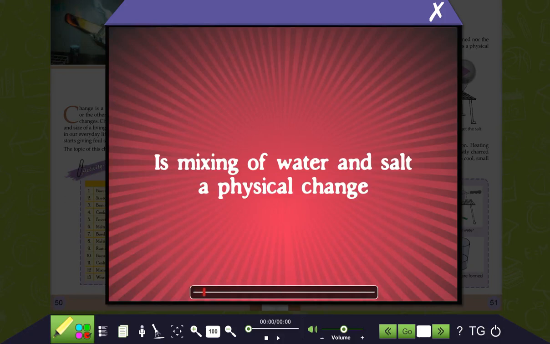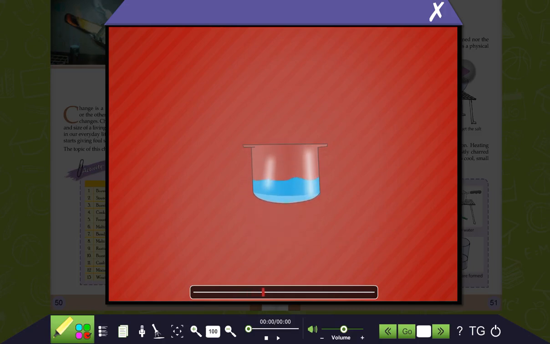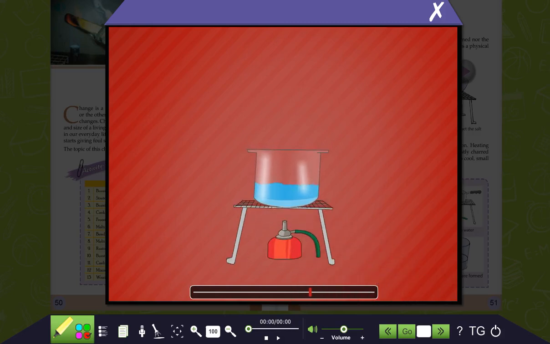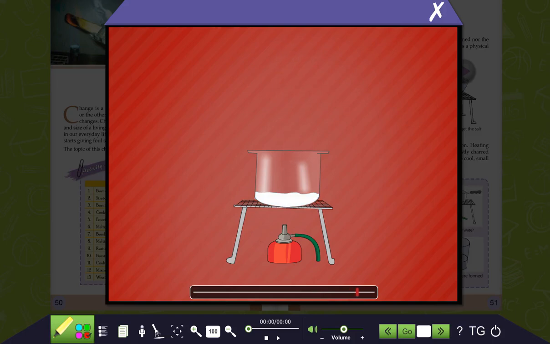Is mixing of water and salt a physical change? When we add salt to water, the salt dissolves in water and water becomes salty, but no new substance is formed. It is just a mixture of salt in water in which the properties of both salt, salty taste, and water, quenching thirst, have been retained. Moreover, we can get back salt from the salt solution by the physical method of evaporation. If components of a mixture can be easily separated by a physical method, it is a physical change.